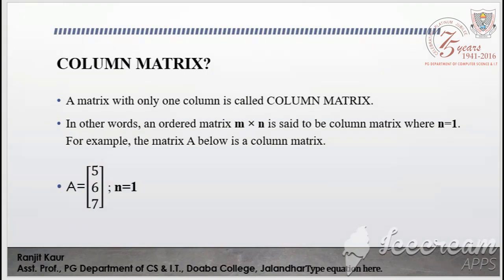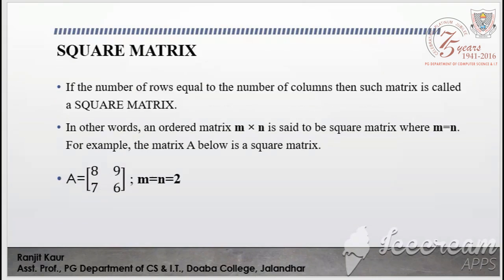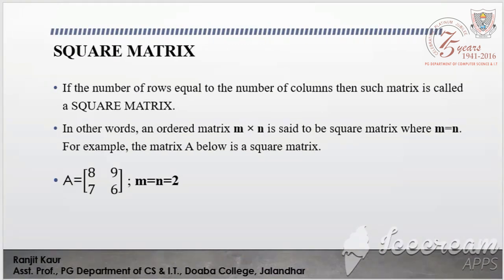So moving further, let's talk about the third matrix, and the third matrix is the square matrix. Now what is a square matrix? If in a matrix the number of rows is equal to the number of columns, that means you have the same number of rows and the same number of columns, then that matrix is known as a square matrix. So let's see an example of a square matrix.